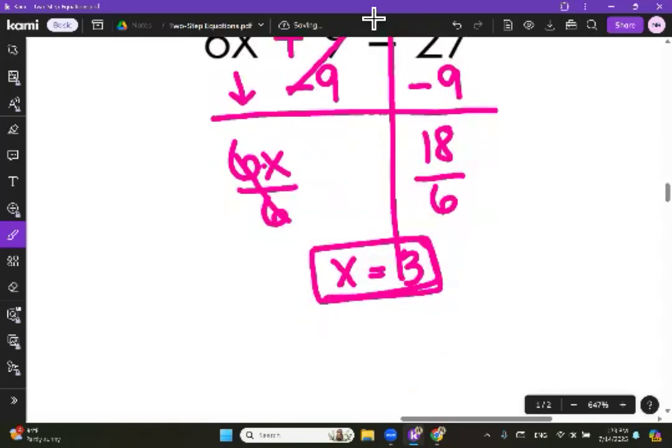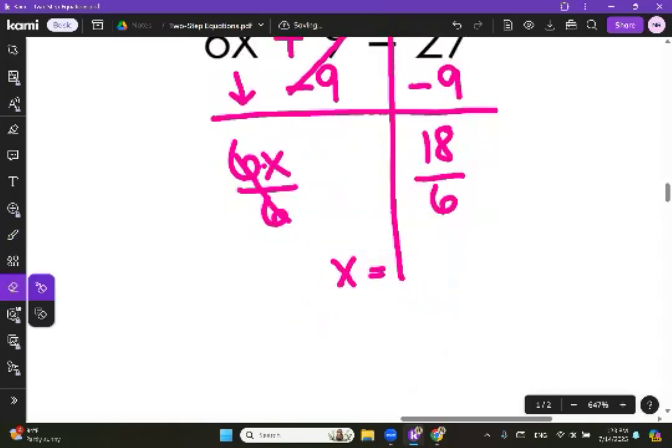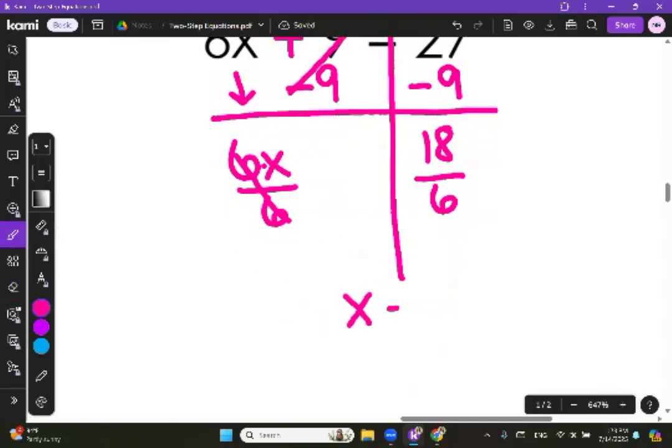That's actually kind of confusing looking because of that line. I made it too long. Let me do it this way. X equals 3. Okay.